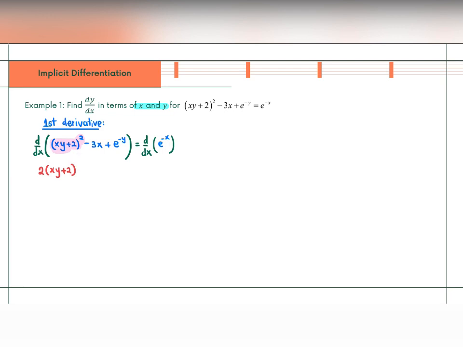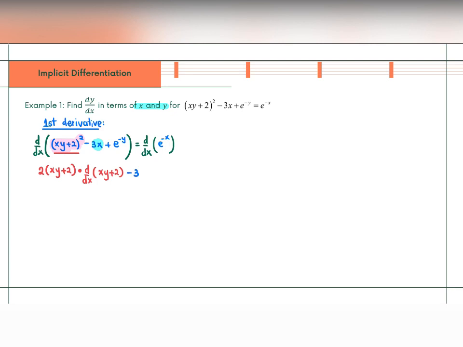So, saya tak payah tulis 1 lah. Kemudian, kita akan darabkan dengan differentiate pula dalam bracket. Dalam bracket kita adalah xy plus 2. Okay. So, ini adalah untuk first term yang ini eh. Now, untuk second term pula. Second term adalah 3x sahaja. So, differentiate negative 3x, kita dapat negative 3.